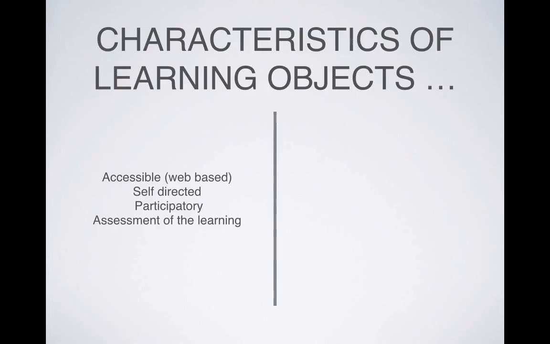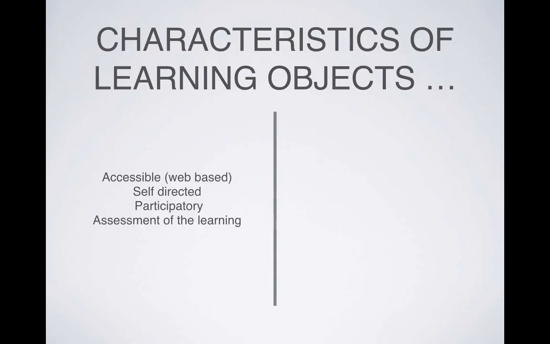Learning objects are also required to be participatory, and I'm using the word participatory rather than the word interactive. What this essentially means is that at some point during the learning object, the learner or the user has to interact or engage in the learning object and contribute to it in some way. And then what this leads to, as you mentioned in the discussion, is an assessment of the learning. That's a key aspect of a learning object. There has to be some component of the learning object where there is an assessment of the learning.